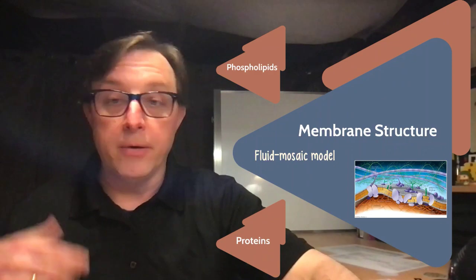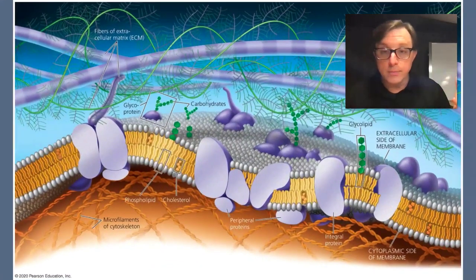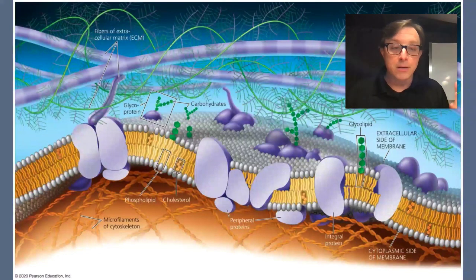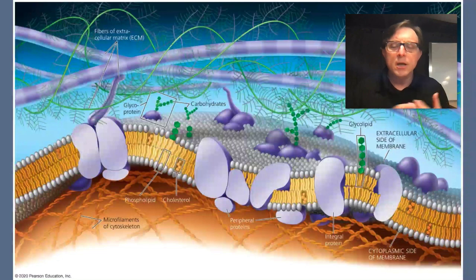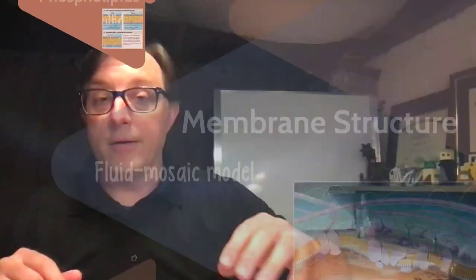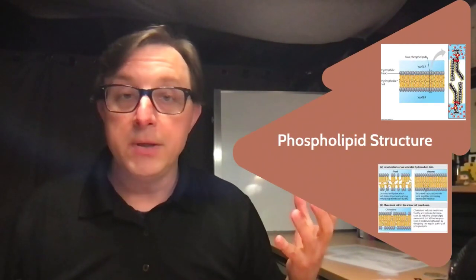And this is made up of two pieces, right? The fluid portion of the membrane is the phospholipids, kind of shown here in white and orange. And then the mosaic portion is all of the proteins, and those are sort of the purple pieces in the membrane diagram here. So we'll talk about each of these structural features, starting with the phospholipids.